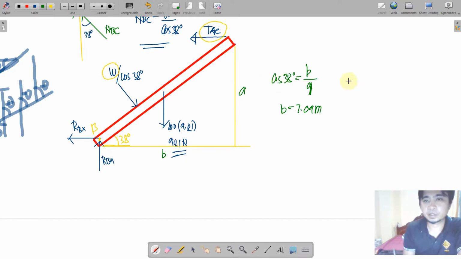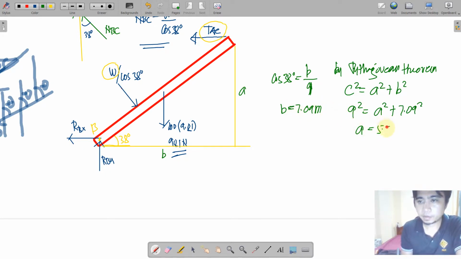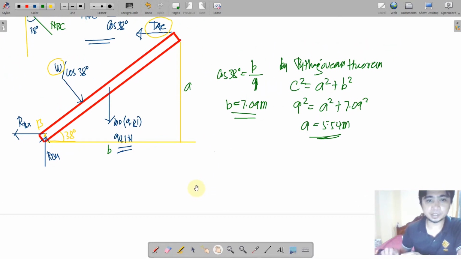We can obtain A by any function, so let me use another method, the Pythagorean theorem. Okay, so by the Pythagorean theorem, C here is 9, A is unknown, and B is 7.09 squared. So A is equal to the square root of 9 squared minus 7.09 squared, which is 5.54 meters. We have known the distances, then we are now ready to take moments. Okay, so are you ready to take moments? Let's go.